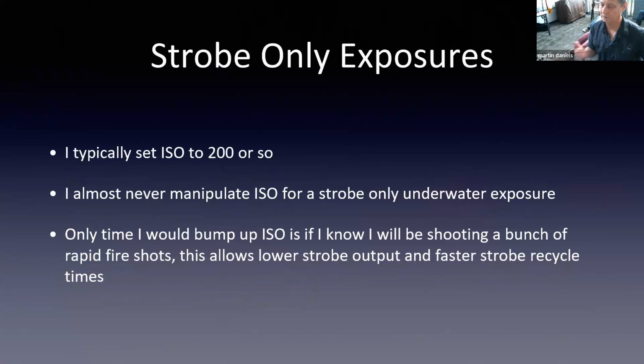So for your strobe only exposures, typically I'm using like ISO 100 or 200. I rarely, if ever, manipulate the ISO for a strobe only underwater exposure. The only time I would do that is if I know I'm going to have to be firing off a lot of quick shots. So increasing my ISO a bit will allow me to shoot at a lower strobe setting, lower power output from my strobe, so then it's able to recycle a lot faster.